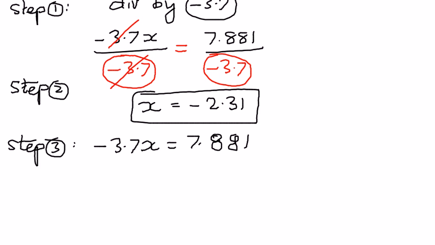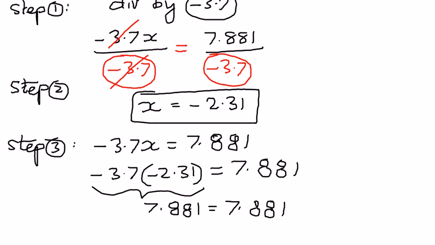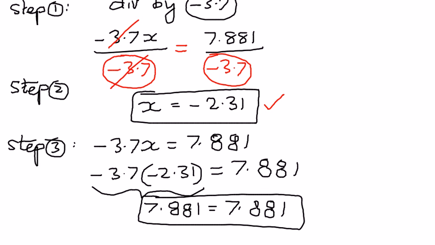So the given problem is negative 3.7x is equal to 7.881, and we're going to substitute the value of x as negative 2.31, and that, when we simplify, should equal 7.881. On the left hand side, negative times negative is a positive. 3.7 times 2.31 is equal to 7.881, and that is exactly what we have on the right hand side. This goes to prove that the value of x we have obtained, negative 2.31, is exactly correct.